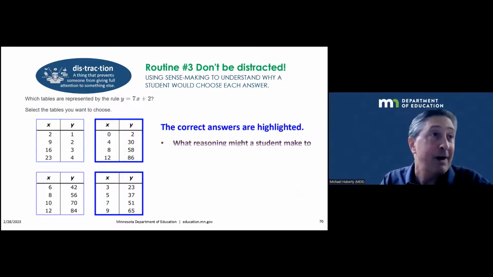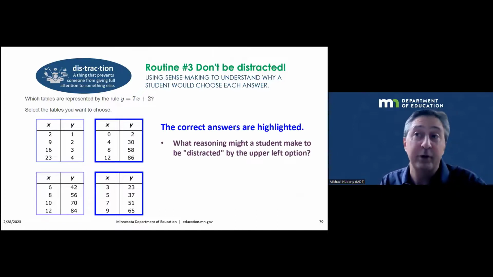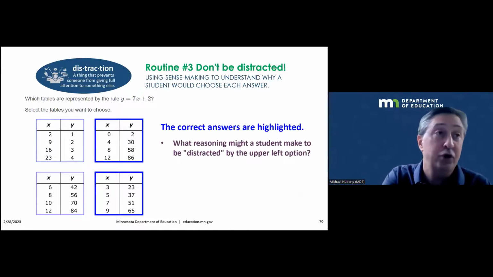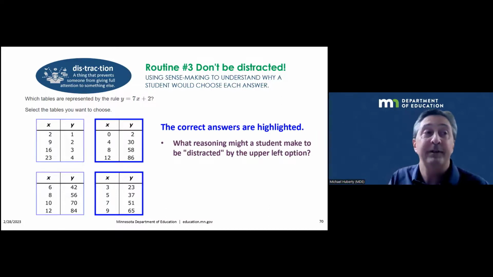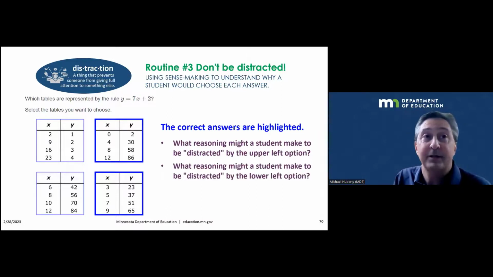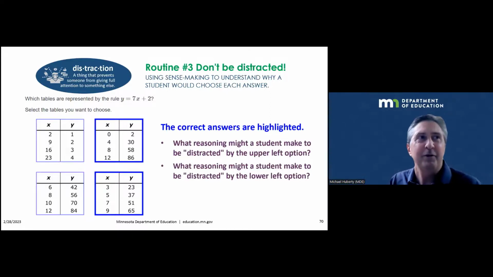And the correct answer, this is not a multiple choice. This is what we call a multiple response. So there are actually 2 correct answers, and you need both of them to get it correct. So the highlighted ones are the 2 on the right. And so can I ask, why do you think a student would be tempted to, what would the reasoning be to choose the upper left distractor? I'm going to pause briefly if anybody wants to think, why would that upper left one be a tempt?